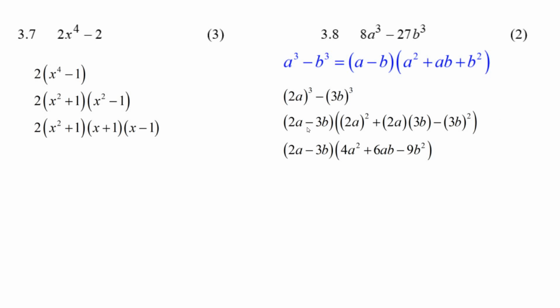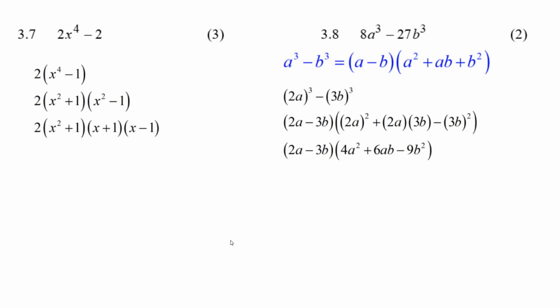It's always the first thing minus the second thing, times the first thing squared, plus 2 times them multiplied together, minus the second thing, 3b squared. And that's your answer. Well, 2 times 2 is 4, so that's 4a squared. 2 times 3 is 6, and then there's an ab there. 3 times 3 is 9. There's your final answer. That's how you do a difference of cubes.